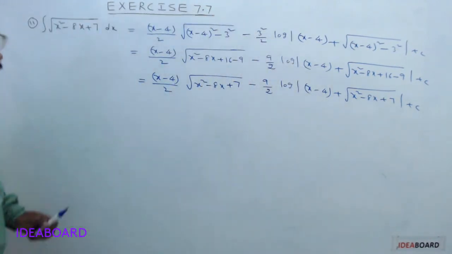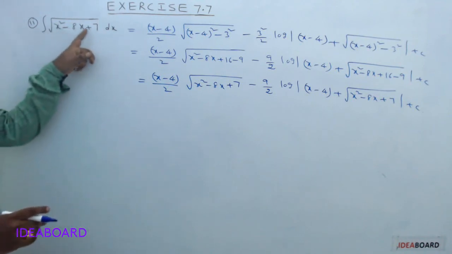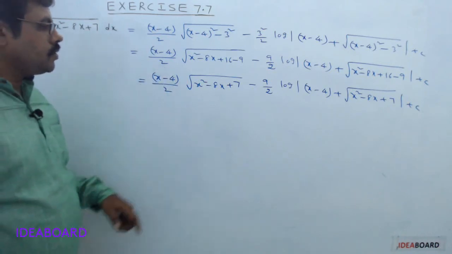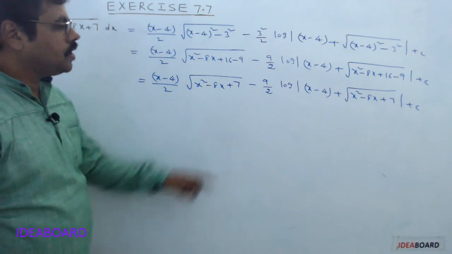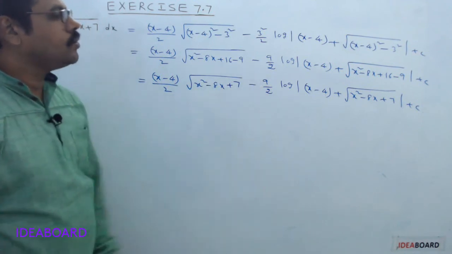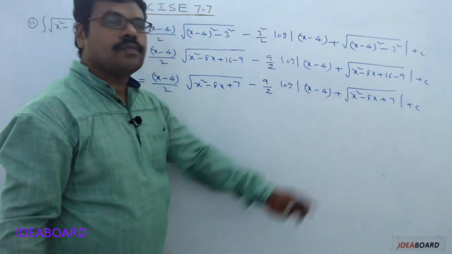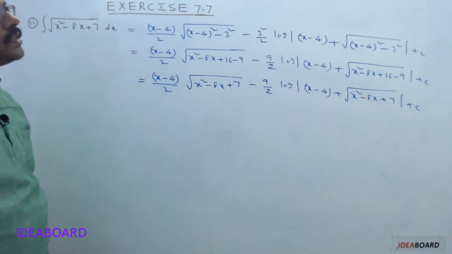So therefore integral square root of x square minus 8x plus 7 dx equal to x minus 4 divided by 2 into square root of x square minus 8x plus 7 minus 9 by 2 into log mod of x minus 4 plus square root of x square minus 8x plus 7 plus a constant c.